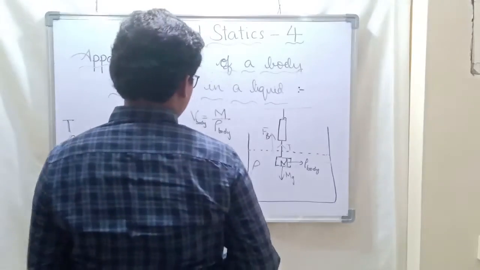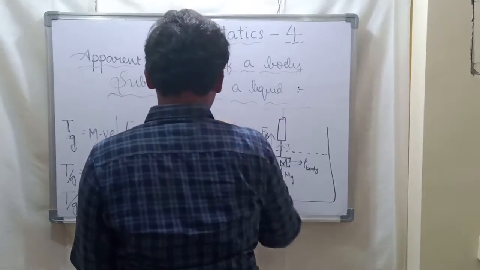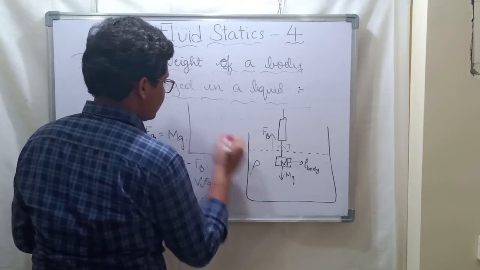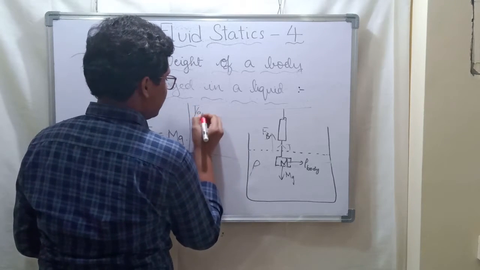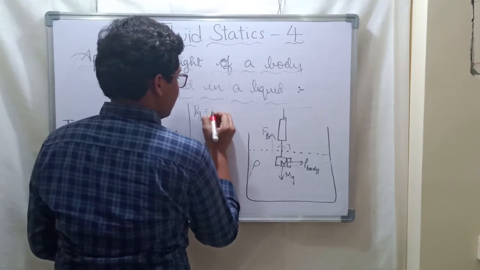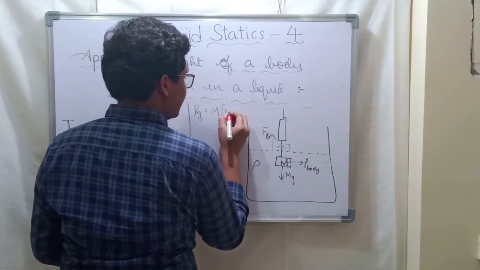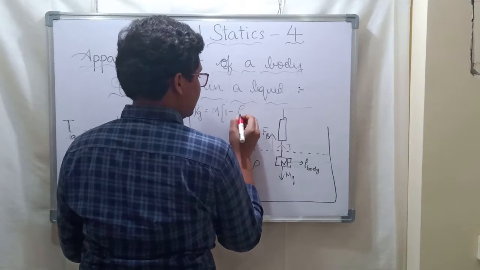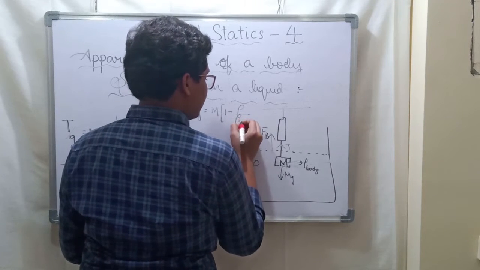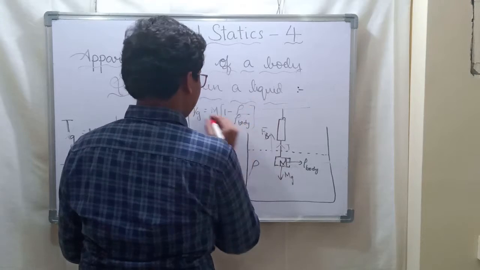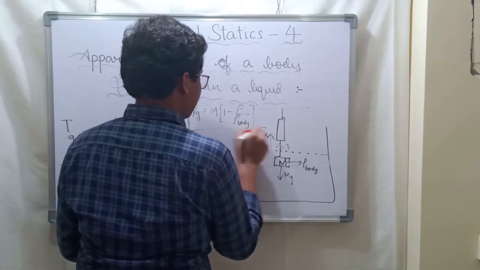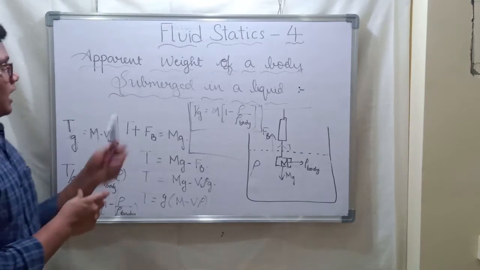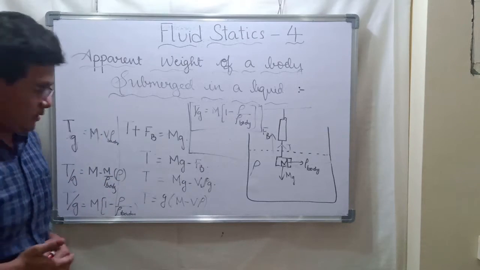See, I write here the formula. T by g, the reading, is equal to m common, 1 minus rho of the liquid by rho of the body, density of the body. This is the formula of apparent weight of a body submerged in a liquid.